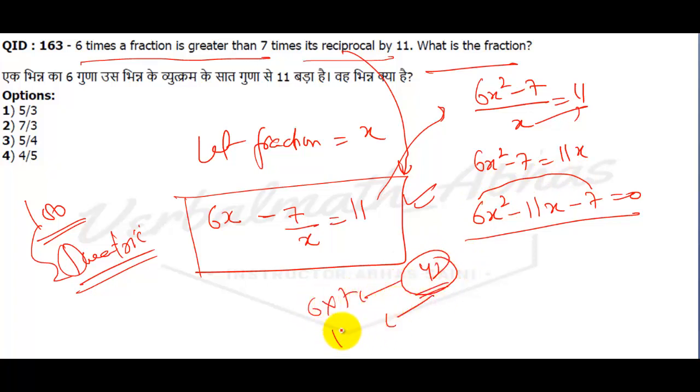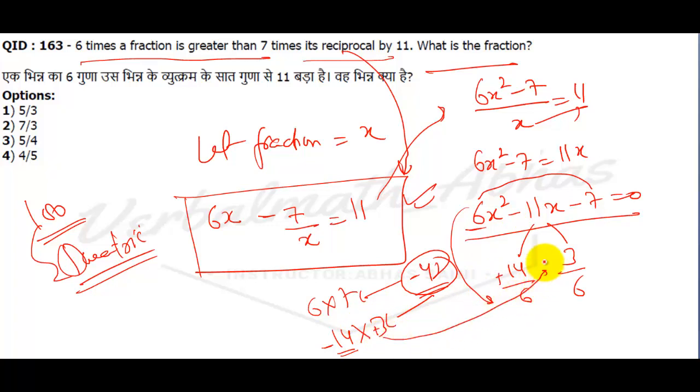So 7 into 6 is 42, and you can write 42 as 6 into 7 as well as 14 into 3. So if I take 14 and 3, I will get 11, and here one should be minus 14 and this will be plus 3, so that you will get minus 11x, and when you multiply you will get minus 42. Okay, so now you have to divide this by the coefficient 6, and the signs will be changed. Here you will get positive from negative, and this positive will be negative. So 14 by 6 is your answer, and minus 3 by 6 is your other answer.